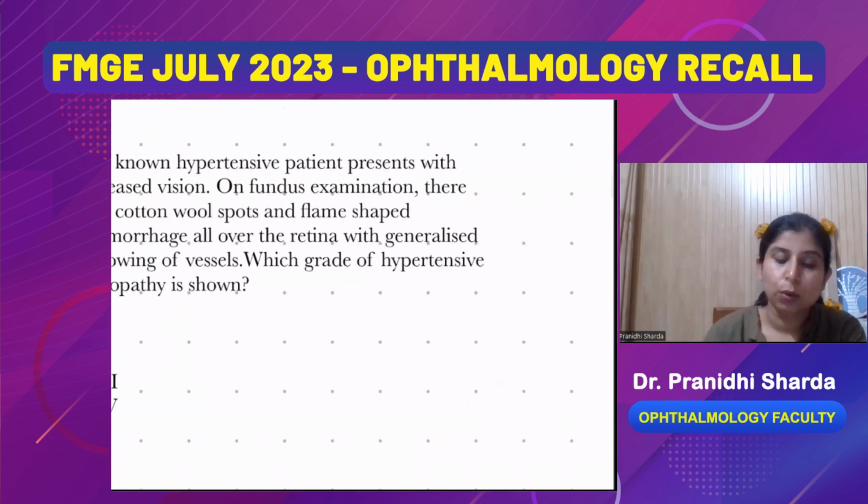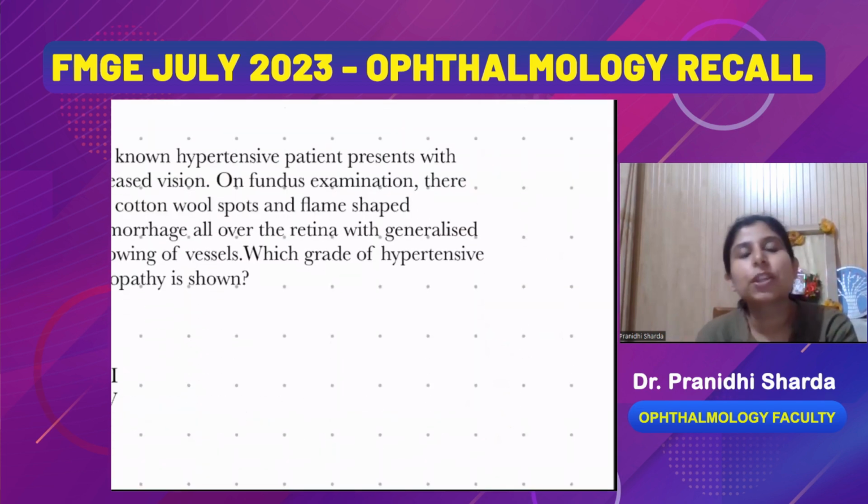Okay, so I hope again this was an easy question. So let us come to the next question. A known hypertensive patient presents with decreased vision. On fundus examination, there were cotton wool spots and flame-shaped hemorrhages all over the retina with generalized narrowing of the vessel. Which grade of hypertensive retinopathy is shown?